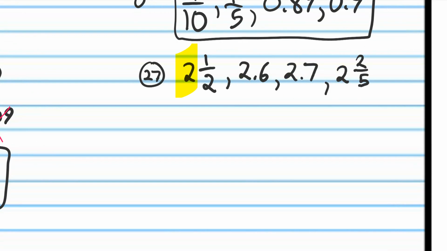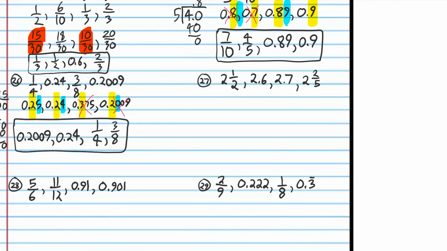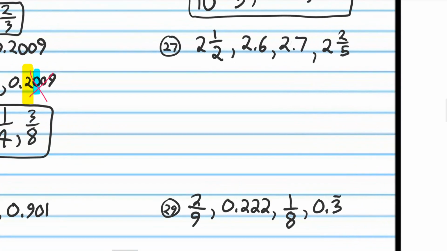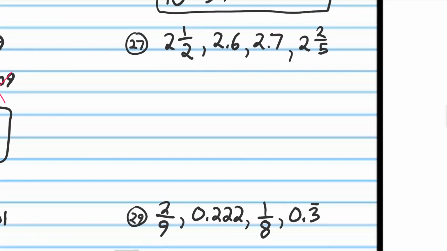So this is a problem where we're going to change all of these to fractions. That's the easiest way to do it. You can change them all to decimals also, but the easiest way in this particular problem is to change them all to fractions. So why don't you attempt 27, and when you come back, we'll do it together.